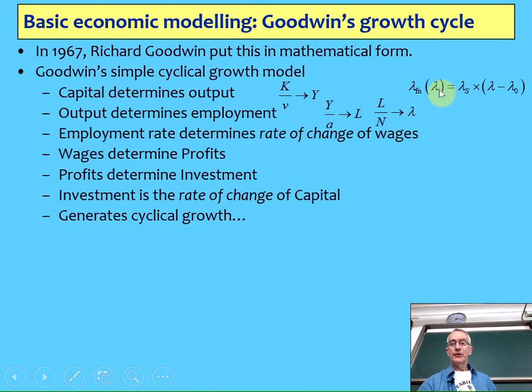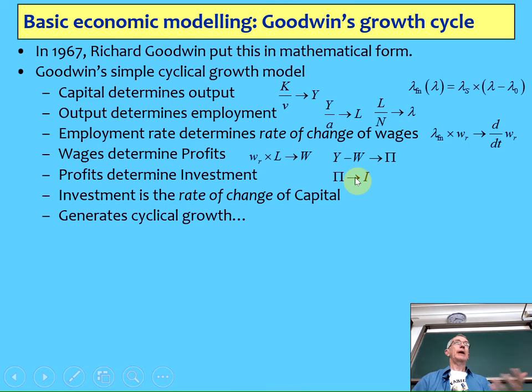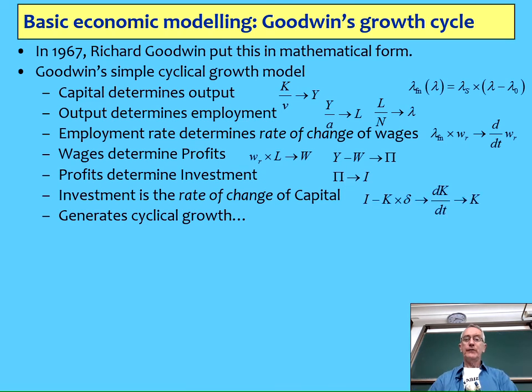So using a linear Phillips curve here, I then argue that the rate of change of wages is this function multiplied by the current wage rate. And then the wage rate times labour determines the actual wage bill. Output minus the wage bill is profits. In the simple model, all profits are invested, which is the absolutely linear model on that front. And investment minus depreciation is the rate of change of capital stock, which gives you output up here. So it's a causal loop.